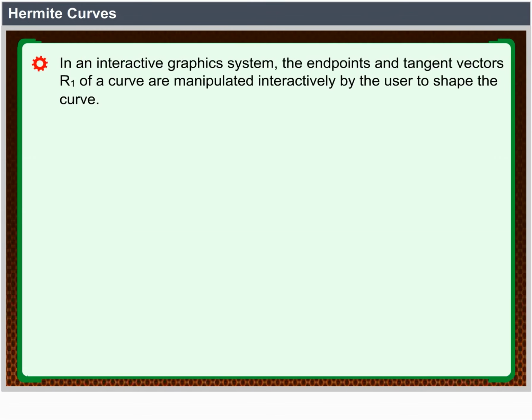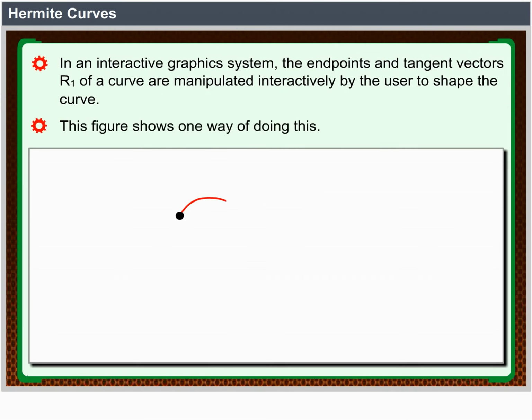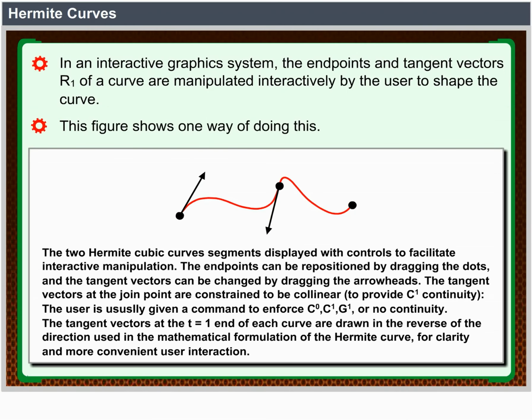In an interactive graphics system, the endpoints and tangent vectors R1 of the curve are manipulated interactively by the user to shape the curve. This figure shows one way of doing this. The two Hermite cubic curve segments are displayed with controls to facilitate interactive manipulation. The endpoints can be repositioned by dragging the dots, and the tangent vectors can be changed by dragging the arrowheads. The tangent vectors at the join point are constrained to be collinear to provide C1 continuity. The user is usually given a command to enforce C0, C1, G1, or no continuity.